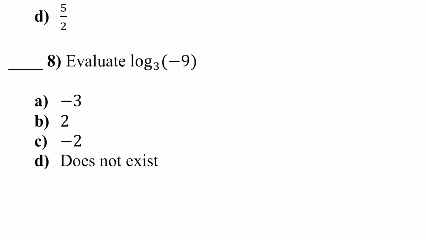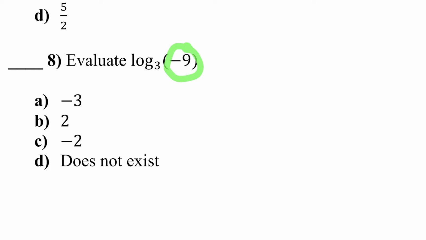Number 8, evaluate log base 3 of negative 9. I know the value of this does not exist because the argument of a logarithm has to be greater than 0. So for that reason, it does not exist. And I'll make a note. Argument has to be greater than 0.